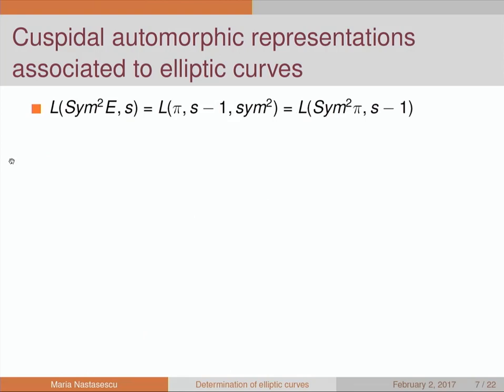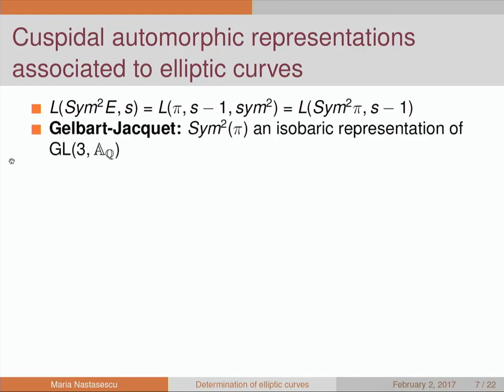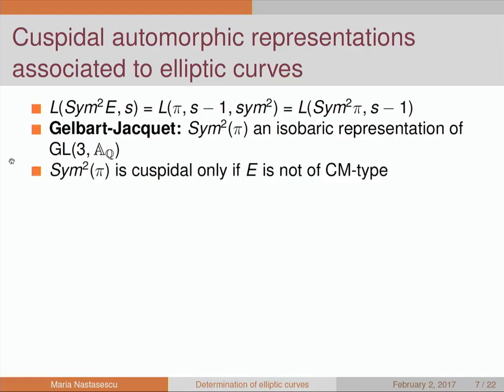As I mentioned, we are interested in the symmetric square L function. The symmetric square L function of E at s equals the symmetric square L function of pi at s minus 1. There exists an automorphic representation of GL3 called the symmetric square of pi such that the symmetric square L function of pi at s minus 1 is equal to the standard L function of the symmetric square of pi at s minus 1. This automorphic representation is what's called an isobaric representation of GL3, and it is not necessarily cuspidal. It's cuspidal only if E is not of CM type.